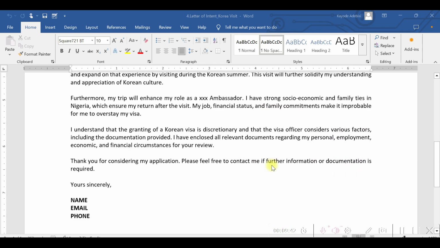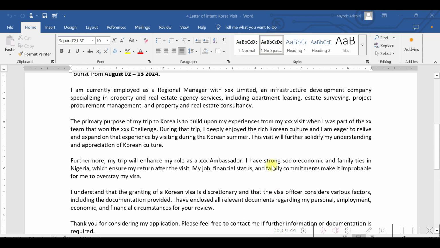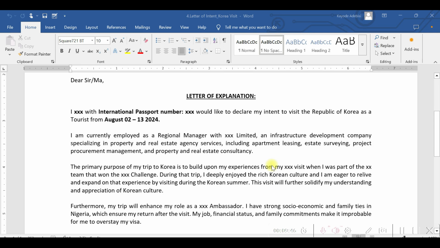One pager, not too much talk, basically. Then because this person had a unique case, she had actually visited Korea before, but again, that doesn't guarantee that they'll give you a visa again, right?